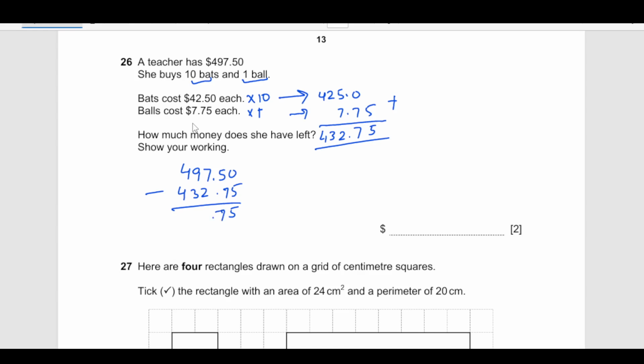Just subtract that and we got here 64.75.